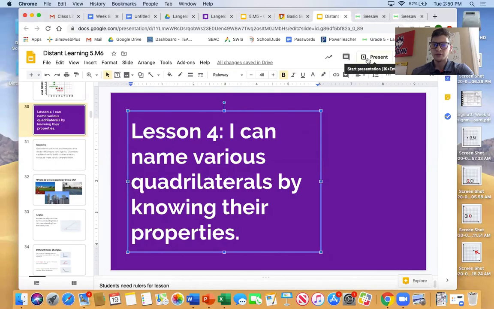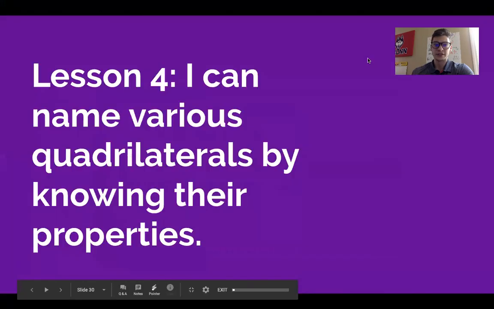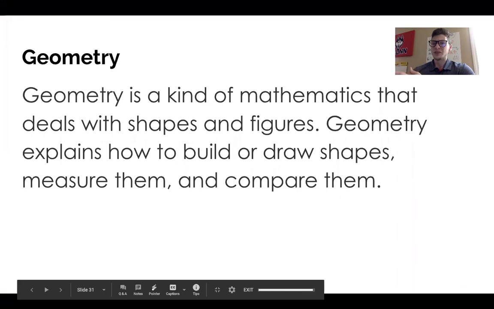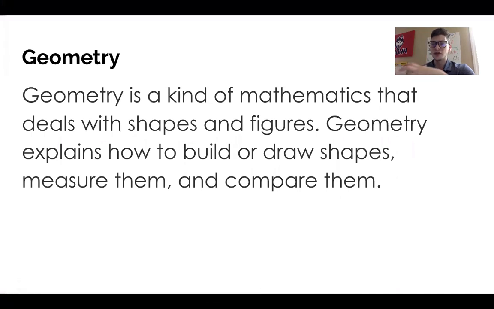And at first, we'll read our objective before we talk a little bit more about geometry itself. So lesson 4: I can name various quadrilaterals by knowing their properties. That's our objective for today. Before we talk about where we see geometry in the real world, we need to first understand, well, what is geometry? Geometry is a kind of math that deals with shapes and figures. Geometry explains how to build or draw shapes, measure them, and compare them. So really, it's about shapes and figures.